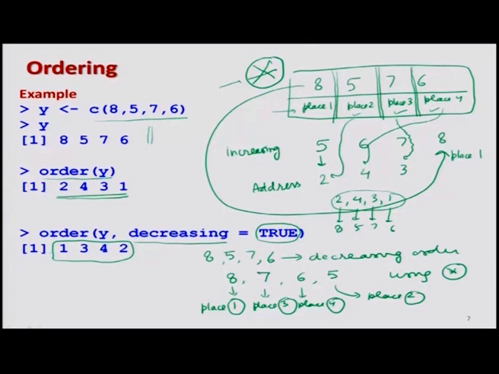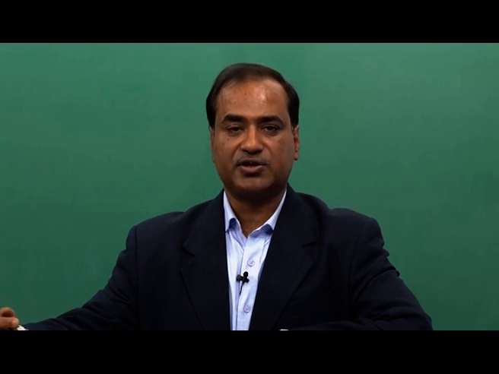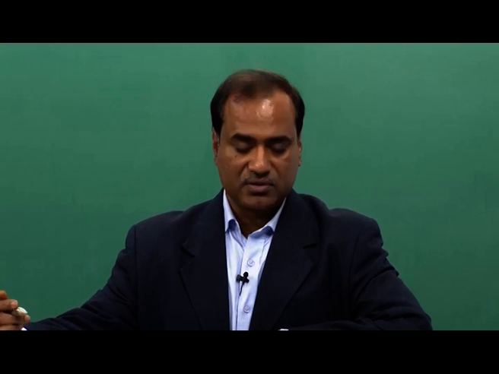So, you can see that whenever we use the function sort, sort gives us the values arranged in increasing or decreasing order of magnitude, whereas when we use order, then order gives us the addresses of these values in the original vector. Let us try to do this on the R console and see what really happens.